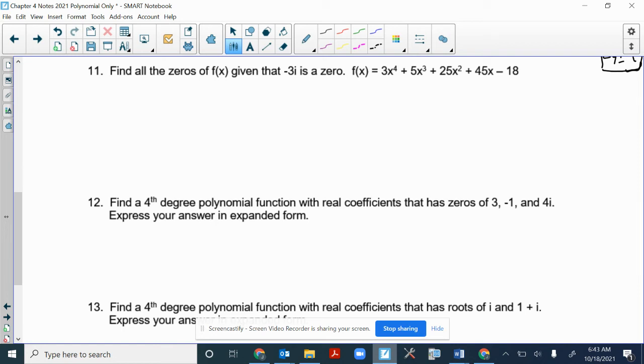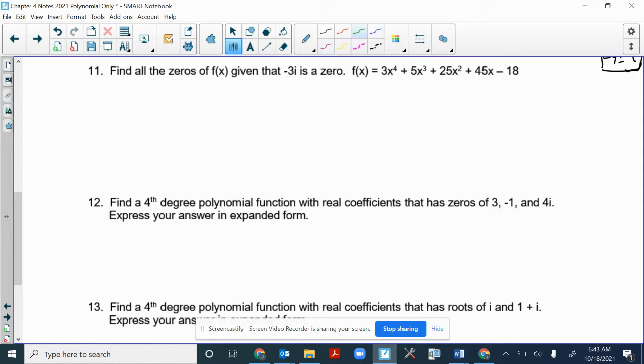We're going to go ahead and look at number 11 here. It wants us to find all the zeros of f of x given that negative 3i is a zero, and then they give us f of x. So there's two ways of doing this.